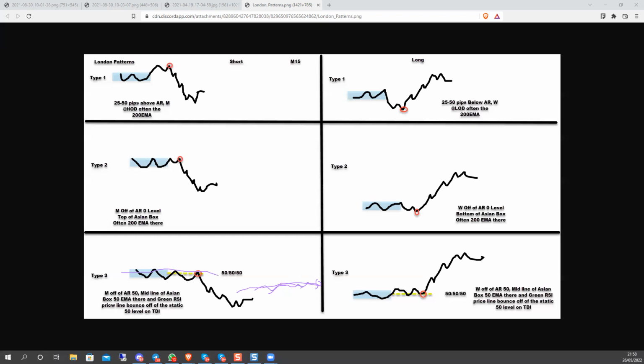Sorry, the sell setups. Let's go to the buy ones. So here we have the type 1 again, and this is to go long. So we accumulate during Asia, then we stop hunt to the bottom, W formation, 3 pushes up, 1 ADR up, 25 to 50 pips below the Asian range.